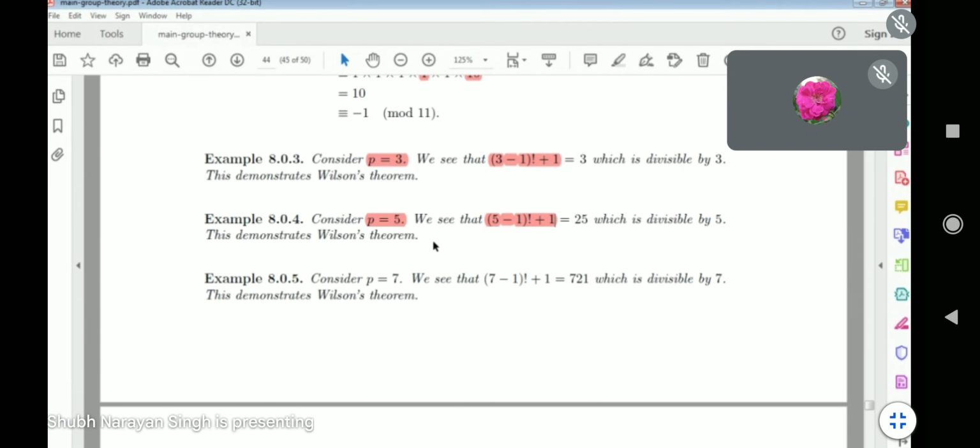Factorial 4 is 24, and 24 plus 1 is 25. You know that 25 is always divisible by 5. That means when p is equal to 5, the Wilson theorem is also verified.